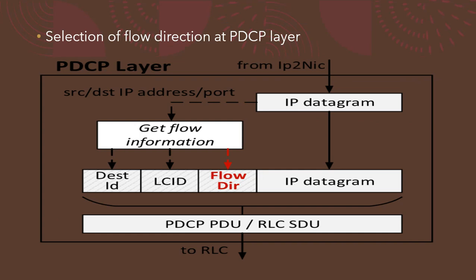scheduling procedure which takes an input from IP to NIC, the IP datagram, where we have a source and destination IP address and port. It gives the get flow information and IP datagram, that's the ID, LCID, flow direction I told you before, the previous PDCP layer. That get flow information, we have destination ID, LCID, flow direction, IP datagram, and that we get the PDCP PDU, RLC SDU to the RLC layer.